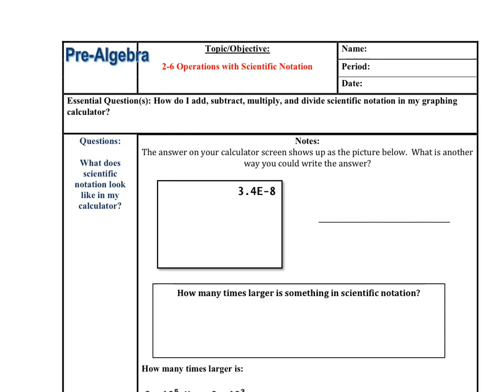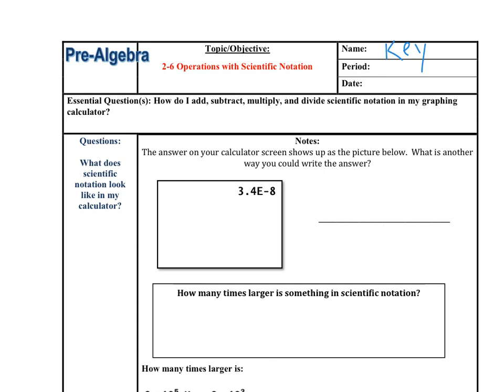All right, today we are still looking at scientific notation. So our first question says that the answer on our calculator screen shows up in the box below. What's another way we could write our answer? This is a review from yesterday.